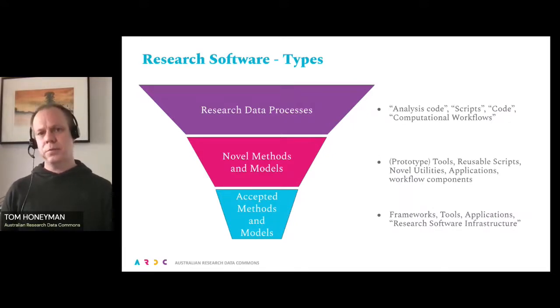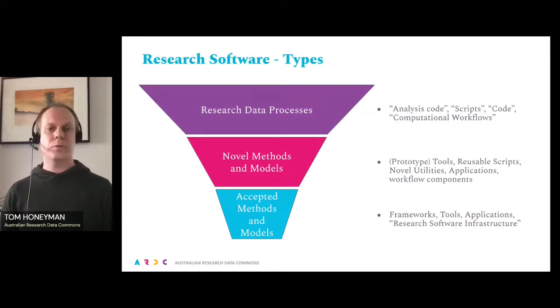The second type of software is the novel methods, or what I'm calling the novel methods and models captured as research software, that are the prototype tools for others to use, often hastily created during a funding cycle, and most commonly fit for purpose within the bounds of that funded project.